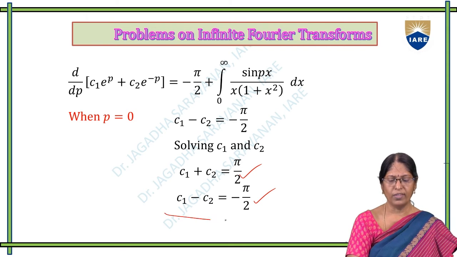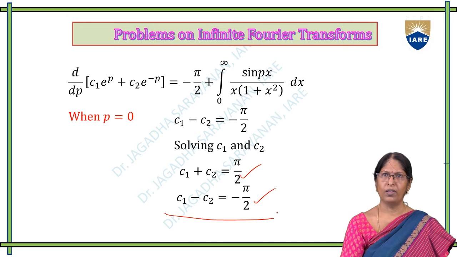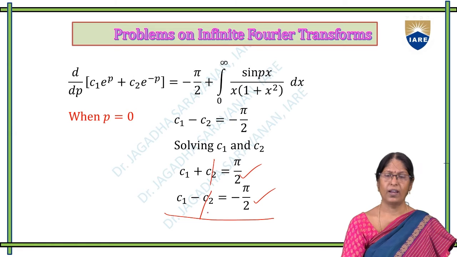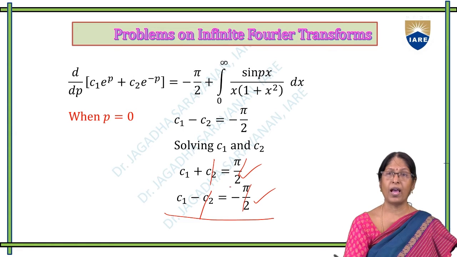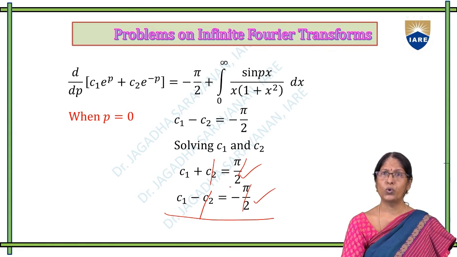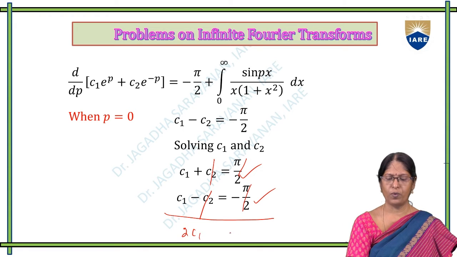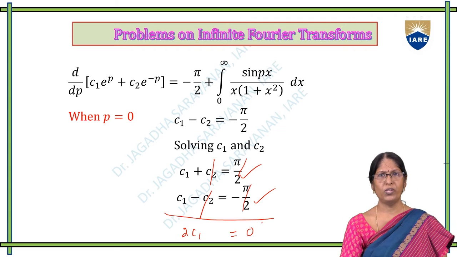So now these two we have to solve. A very easy way: if we add these two, c2 gets cancelled. So 2c1 equal to 0 we are getting. So c1 equal to 0. So 2c1 equal to 0, from which we obtained c1 equal to 0. So out of the two constants, the c1 result is obtained.